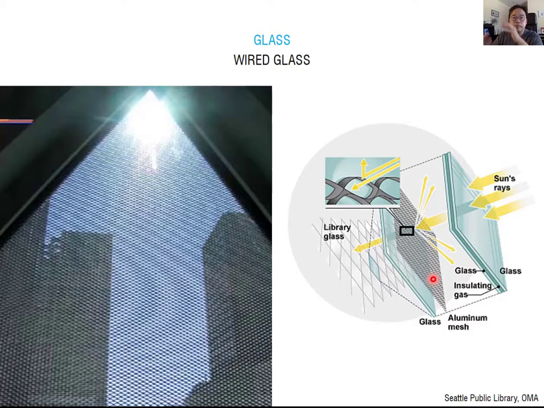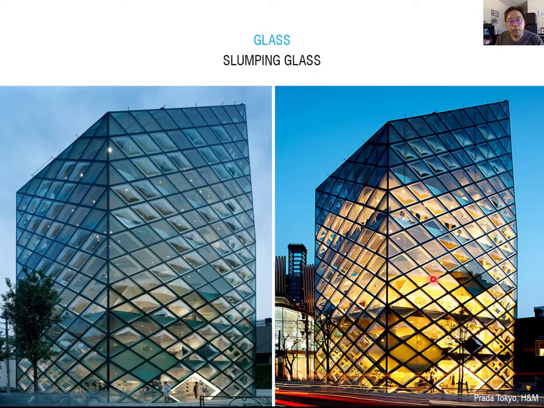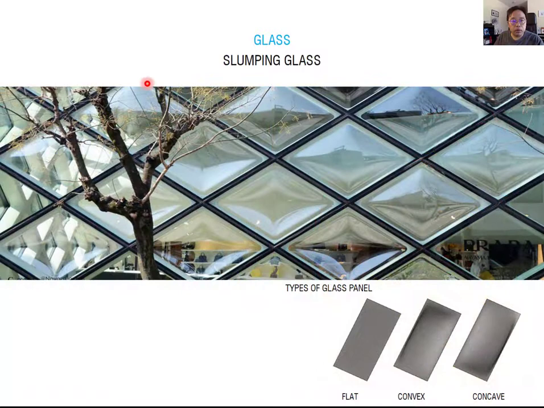Next one is slumping glass. I think slumping glass is much better explained through this project. This is the Prada Aoyama store designed by Herzog and de Meuron. You can see the panels are flat, concave, and convex in shape. You can see more detail: flat, convex, and concave. They mix these three different shapes in a pattern to make this facade.